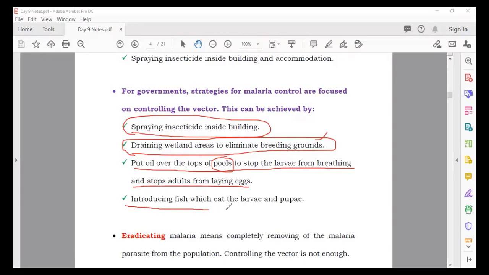Introducing fish which eat the larvae and pupae: for example, if there is a huge amount of water which cannot be removed from there, in that case you can bring a special type of fish which will eat all these larvae and pupae, meaning the eggs and the small-stage mosquitoes, from the water. So this is one of the four steps which are taken on the government side to protect their people from these diseases.